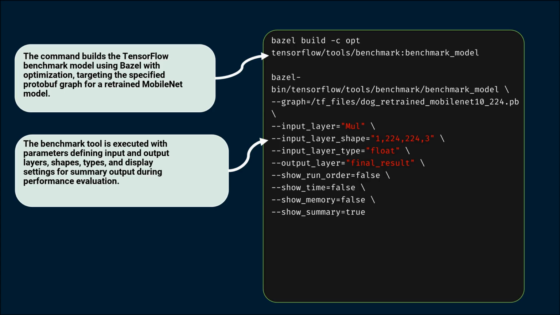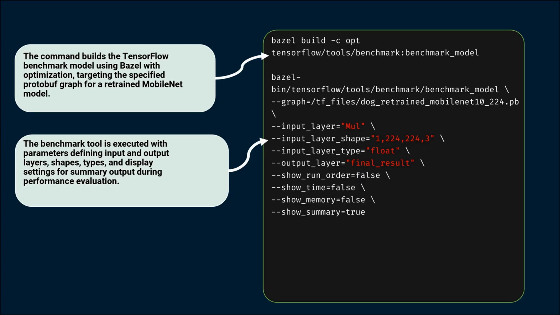In this command, we explicitly specify the graph file that contains the retrained Mobilenet model, along with the details of the input layer and its properties. The input layer is defined as mul with a shape suitable for Mobilenet's expected dimensions. By declaring the input layer type as float, we ensure that the model processes the input data correctly. Furthermore, we have options to manage the output layer settings and control the display of various metrics.